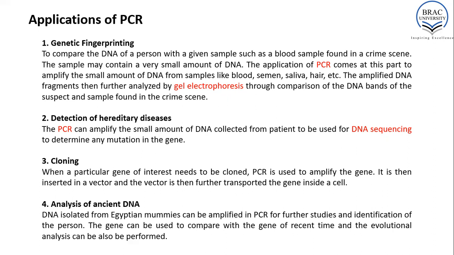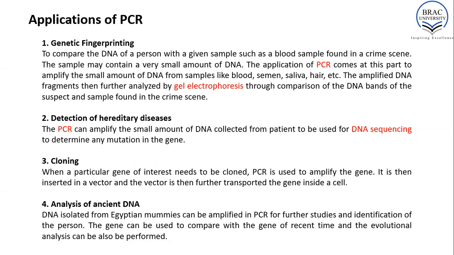So it is used for genetic fingerprinting, and the amplified DNA fragment is then further analyzed by gel electrophoresis to compare the DNA bands of the suspect and the sample found at the crime scene. Also, it has been used for the detection of hereditary diseases. Again, the main purpose of PCR is to amplify a small amount of DNA collected from the patient, and that can be used for DNA sequencing to determine the mutation inside the gene.